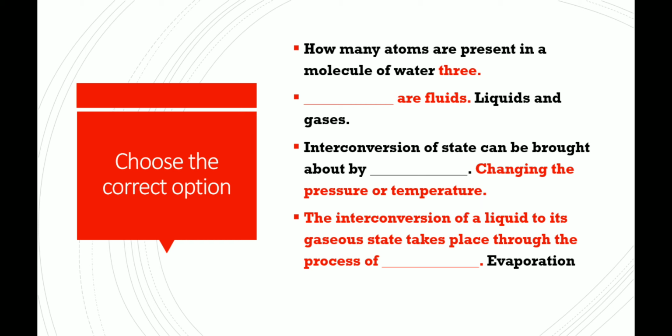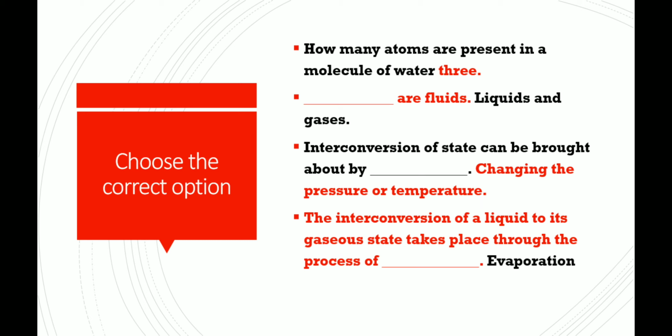Now the question number 4. The interconversion of a liquid to its gaseous state takes place through the process of days. The options are like this: A. Condensation, B. Sublimation, C. Melting, and D. Evaporation. The fourth option, that is D, evaporation, is the correct one.